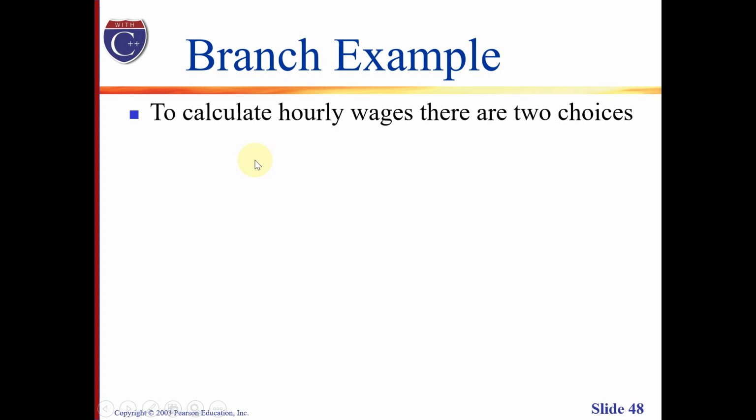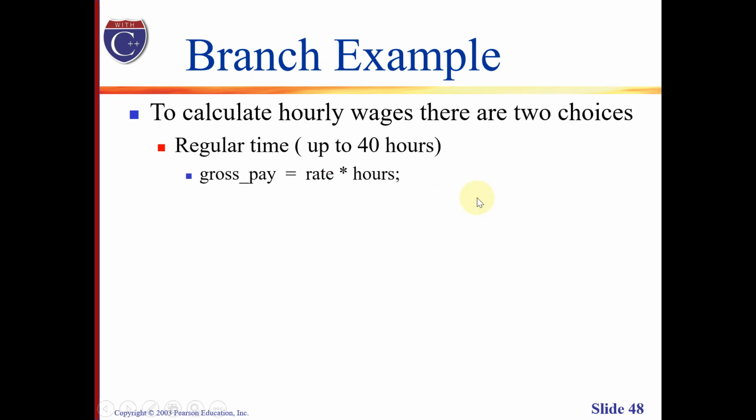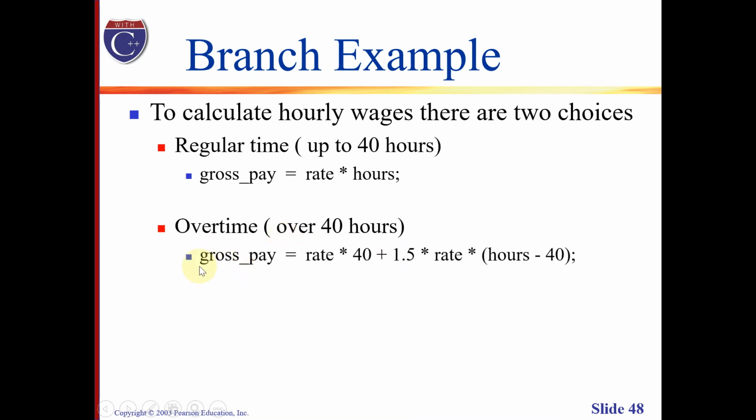If such is the case, then we can use a branch statement. For instance, we have the following choices. An employee can be paid with its regular time with the following calculation. Its gross pay can be derived from its rate and the number of hours that has been worked. Or it can be overtime for those which are over 40 hours, and the following equation can be used.